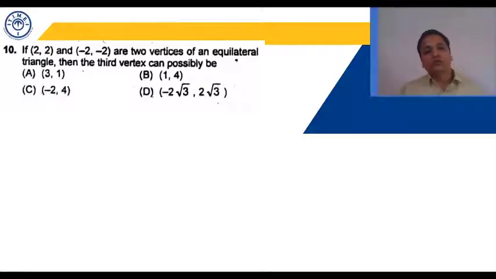If (2, 2) and (minus 2, minus 2) are the two vertices of an equilateral triangle, then the third vertex can possibly be. The question is not asking for exact, can possibly. It may be two cases. One point may be above the join of these and second point may be below the join of these points.